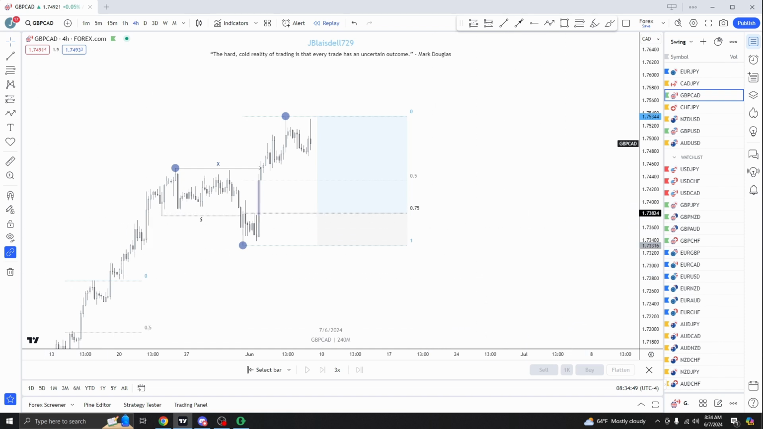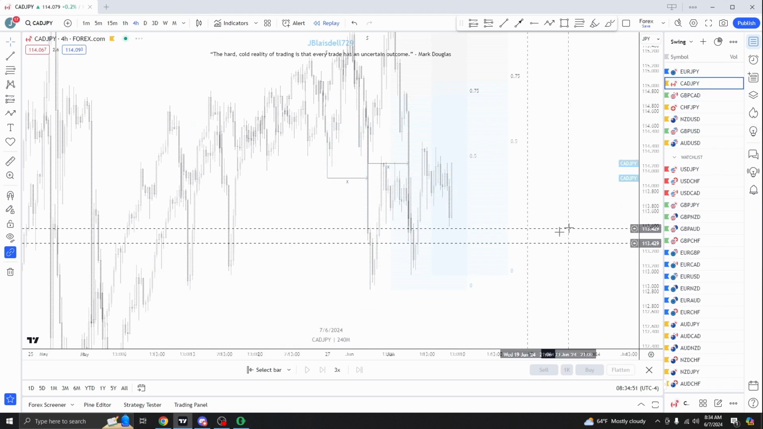What if it wicks slightly? You would remove it right on this CAD JPY.